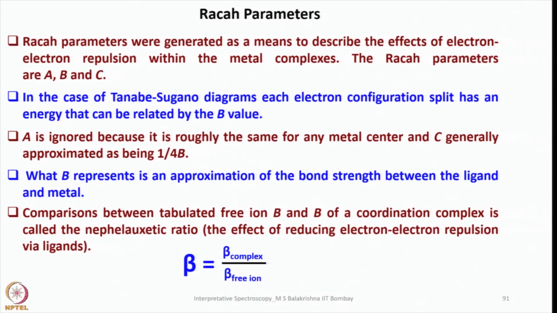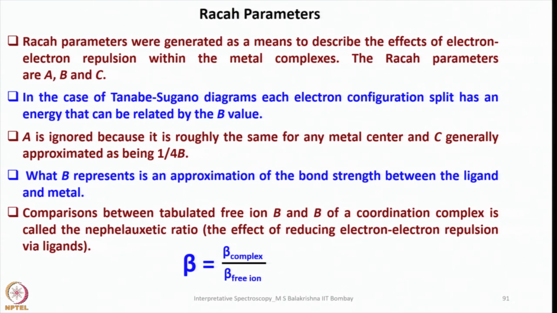Now let's come back to Racah parameters. Racah parameters were generated as a means to describe the effect of electron-electron repulsion within metal complexes. The Racah parameters are A, B, and C. In the case of Tanabe-Sugano diagrams, I will tell you what Tanabe-Sugano diagrams are. We learned about Orgel diagrams. We have another set of diagrams called Tanabe-Sugano diagrams.